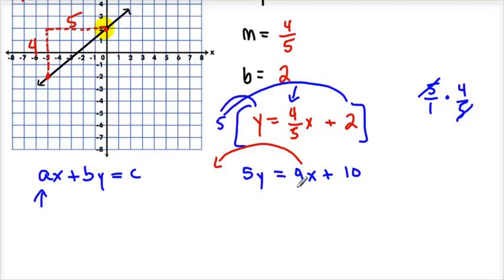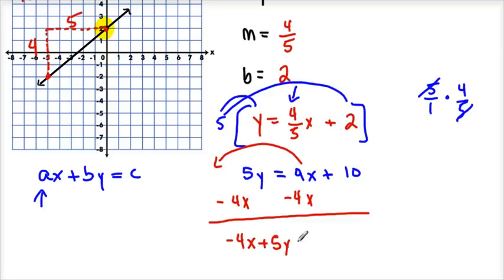So how do I get positive 4x to the other side of the equation? Very good. Subtract 4x from both sides, minus 4x. And this leaves me with negative 4x plus or minus 5y. Which one? Plus 5y. Very good. Equals 10.